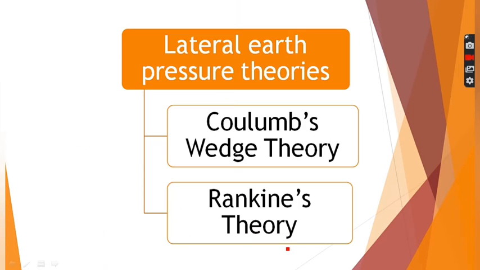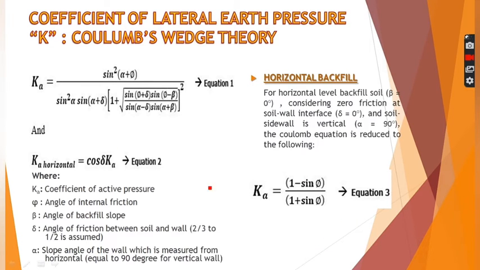Now we will be studying the different cases for Coulomb's as well as Rankine's theory. You can use any of these methods to calculate the value of Ka. The most commonly used theory is Rankine's theory, but you can use any of the above. First we will calculate the coefficient of lateral earth pressure by Coulomb's wedge theory. I hope you remember this formula. If you don't remember, you can see the geotechnical books you studied in the previous course of foundation engineering.